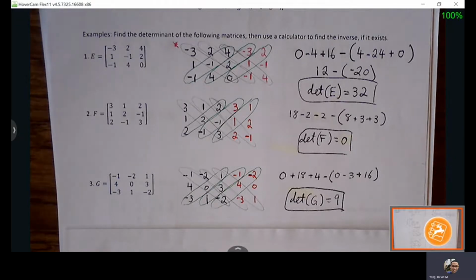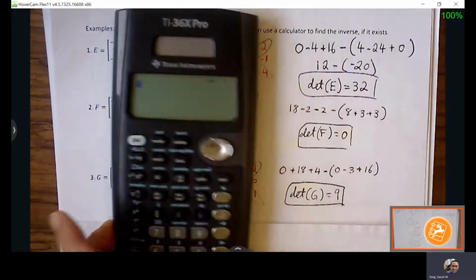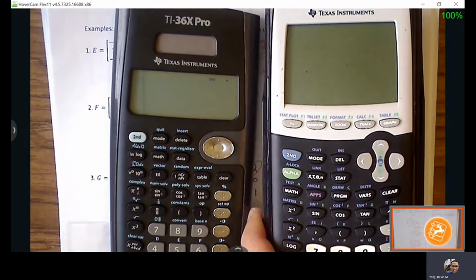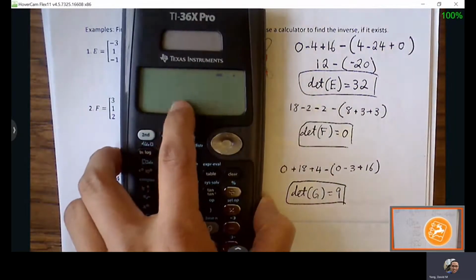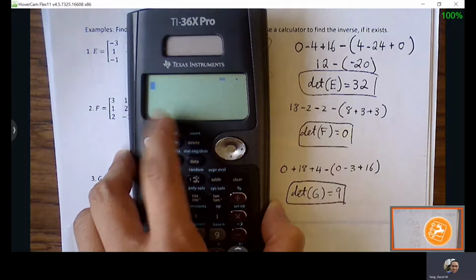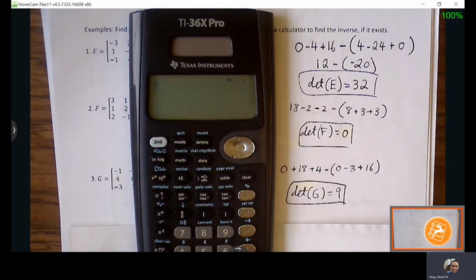Okay, does anybody still need to look at 1, 2, or 3? Okay. All right, if you guys can have your calculators out, I'll be showing you the steps for matrices on the 36 Pro, and also I'll be showing you steps on the graphing calculator. Both of them have similar ways of doing it, just slightly different. If you don't have one of the 36 Pros, I can maybe let you borrow one if I can find enough. Hopefully if you didn't bring one, you can bring one tomorrow, and I will have this video up so you can practice through the steps when you do get a chance to have that calculator.